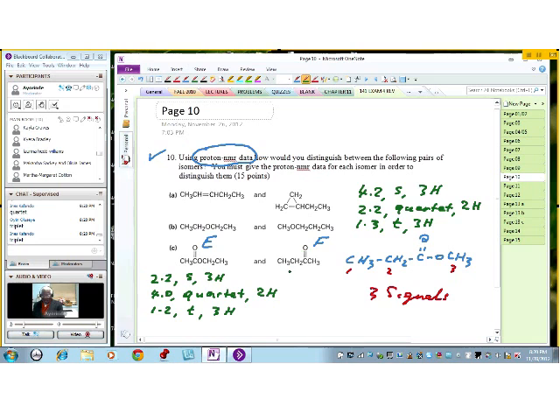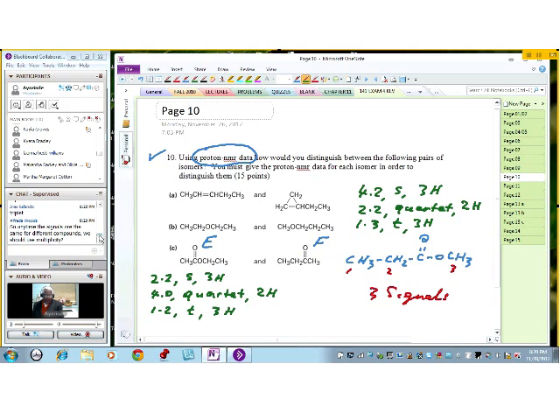So in this particular instance, this is a little bit more detailed. You need to provide the complete proton NMR data information for compound E and compound F, and use the proton NMR data to distinguish them.